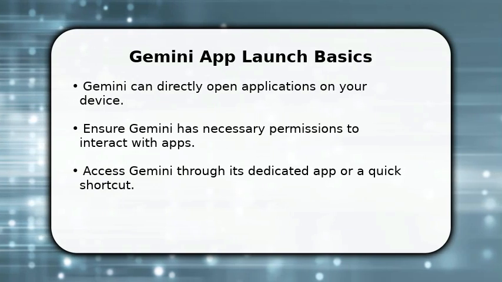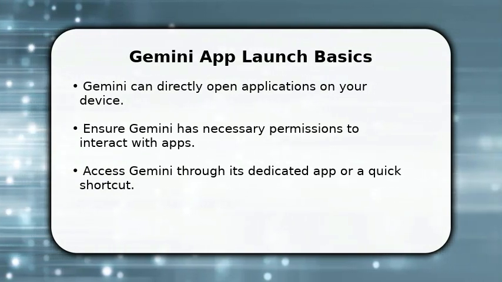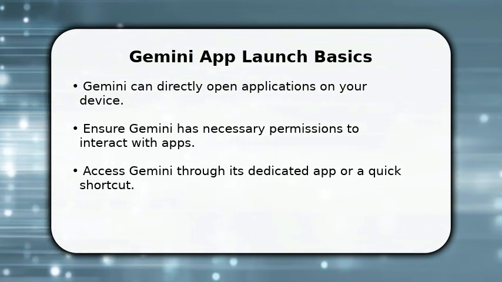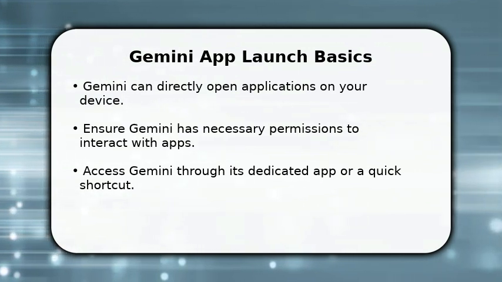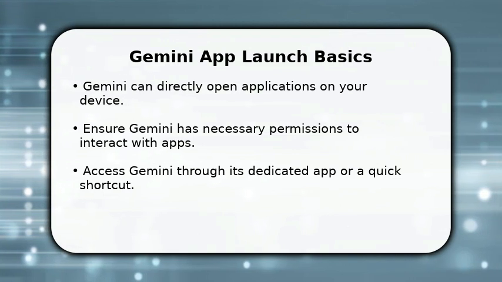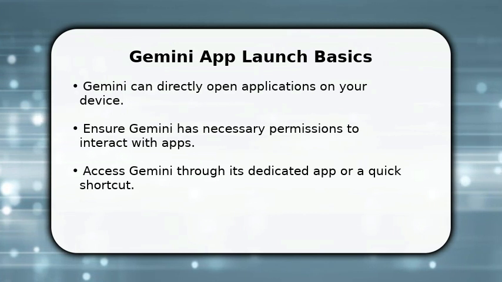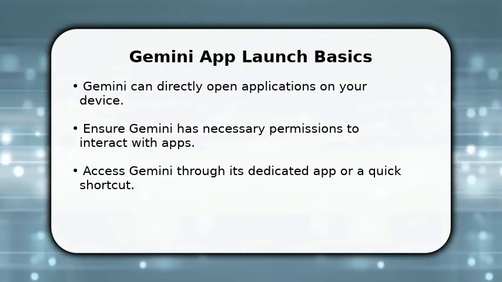In this video, I will explain how to use Gemini to open apps. First, make sure Gemini has the proper permissions enabled on your device. This allows it to interact with other applications. You can usually find these settings within your phone's main system preferences. Once permissions are set, you're ready to start launching apps with ease. It's a simple setup for powerful control.